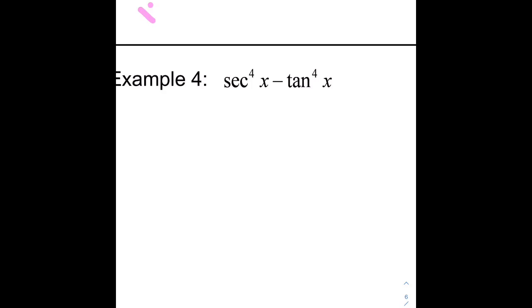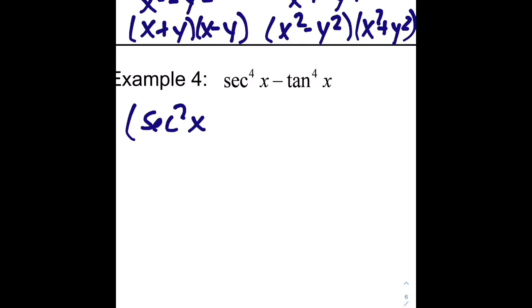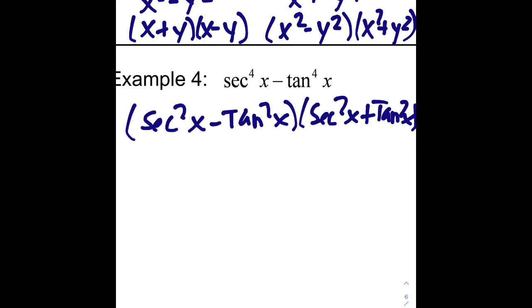So think about this. Let's get the highlighter off. If I have x squared minus y squared, that's going to factor as a difference of two squares into x plus y, x minus y. It follows from that factoring pattern that if I have x to the fourth minus y to the fourth, it's going to factor as x squared minus y squared, x squared plus y squared. So along those same lines, if I have the secant to the fourth minus tangent to the fourth, I can factor it into the secant squared of x minus the tangent squared of x times the secant squared of x plus the tangent squared of x.